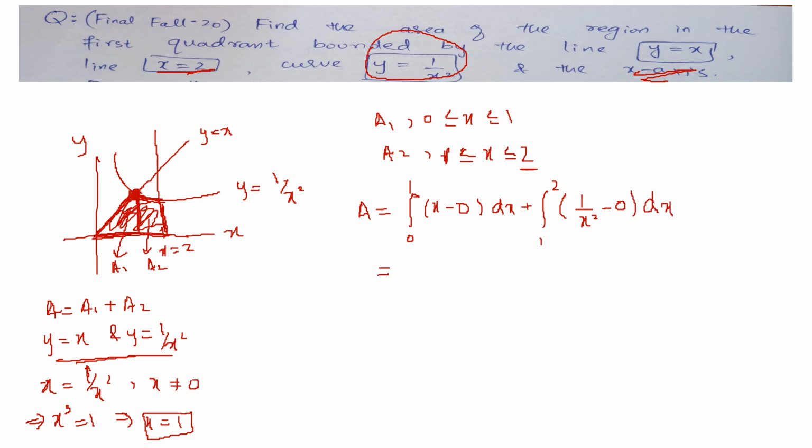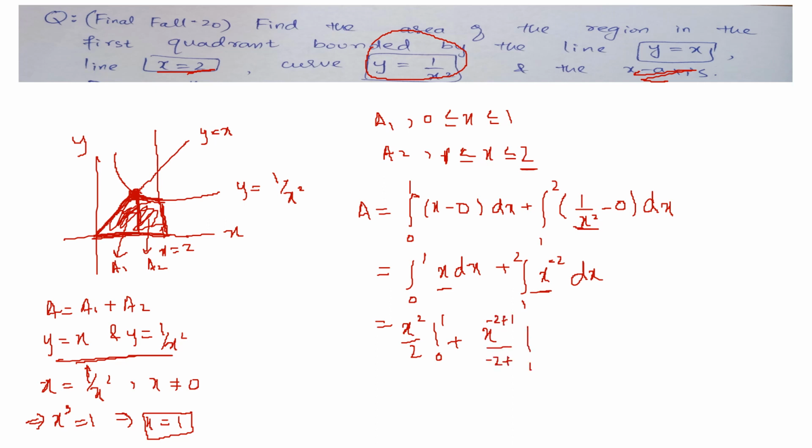Let's simplify these terms. We get integration from 0 to 1 of x dx plus integration from 1 to 2, and I am taking this term from the denominator into the numerator and the power gets negative, so this is x raised to power minus 2 dx. Here we have simple algebraic functions, so we can apply power rule of integration. This gives us x square by 2 with limits from 0 to 1 plus x raised to power minus 2 plus 1 divided by minus 2 plus 1 with the limits from 1 to 2.